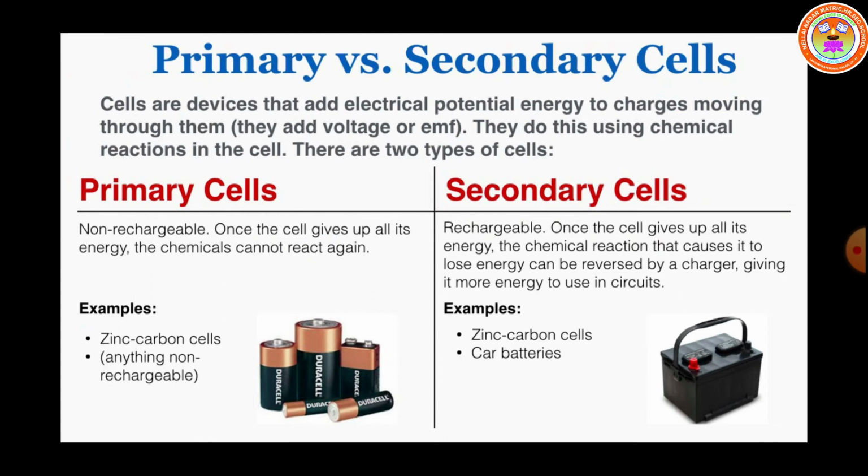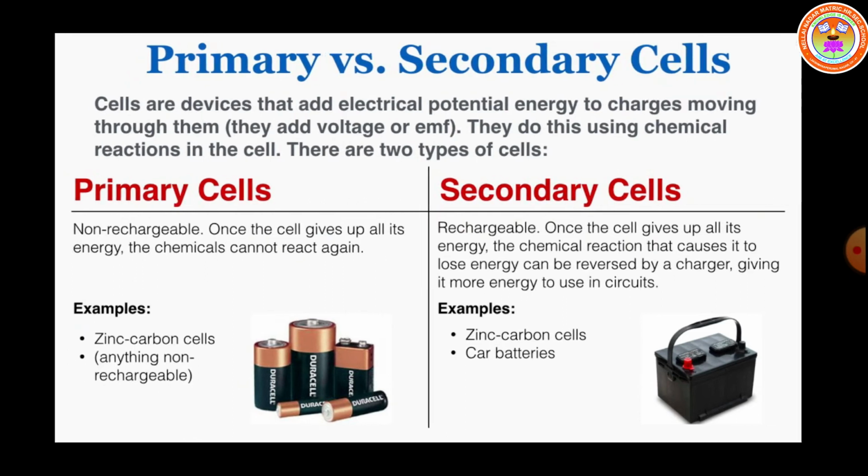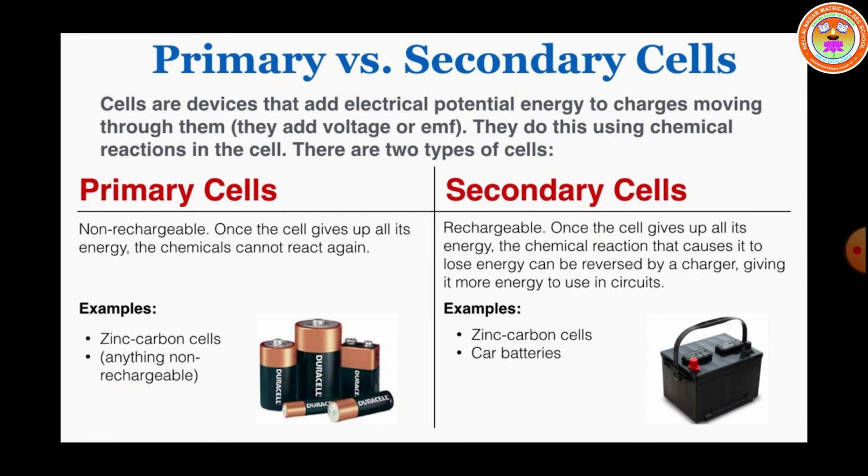Primary cells are non-rechargeable. Once a cell gives up all its energy, the chemicals cannot react again. So what are the examples? Duracell batteries and the like are examples of primary cells. What chemical do we use there? Zinc carbon. Zinc carbon is used in the primary cells.